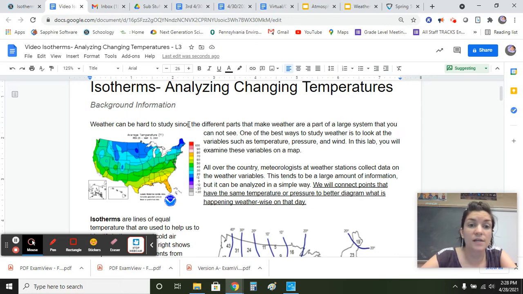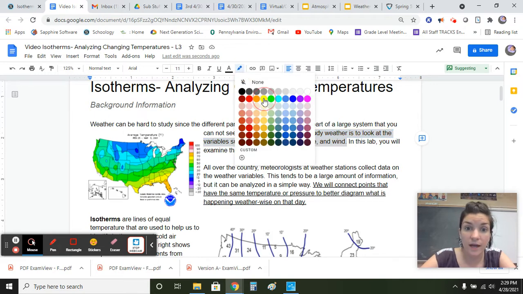Weather can be hard to study since the different parts that make weather are a part of a large system that you cannot see. One of the best ways to study weather is to look at variables such as temperature, pressure, and wind. In this lab, you will examine these variables on a map. In this whole unit, it's all about analysis, and the variables we're going to look at are temperature, pressure, and wind. So buckle up for that.